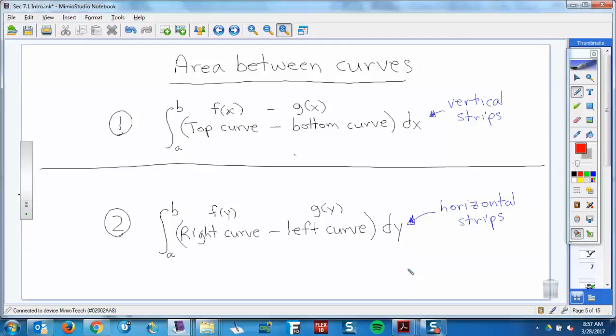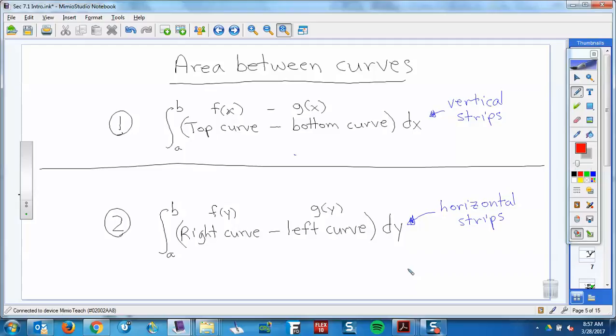Probably the easiest way to remember is that the vertical strips have a delta x width, so there'll be dx. The horizontal strips will have a delta y width, and so they're going to be dy. So they're going to be in terms of y.